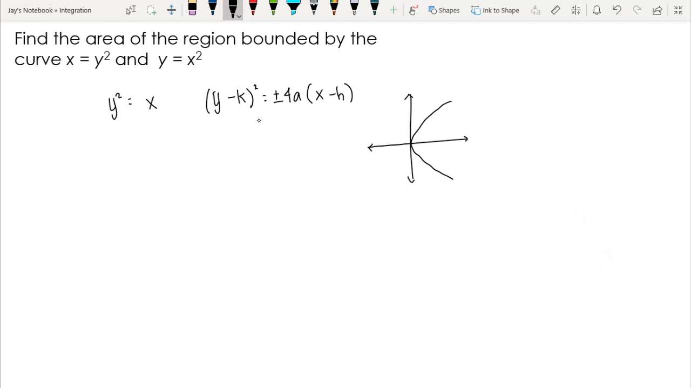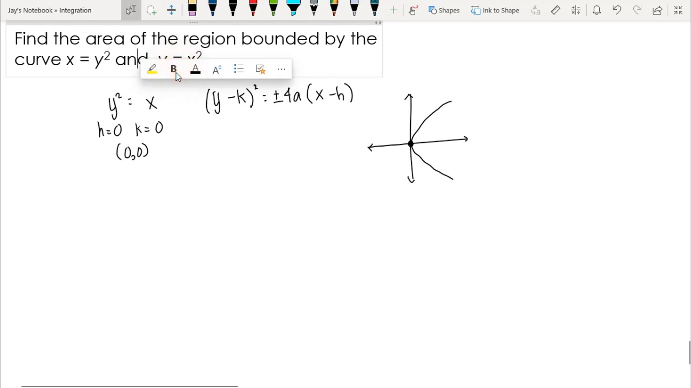Now take note, this one is positive, since we don't have a negative at this point, so we are sure that it is concave to the right. Now the vertex here, we know that our k and our h are equal to 0, so our origin here is at 0, 0. This can be the graph of y squared is equal to x.